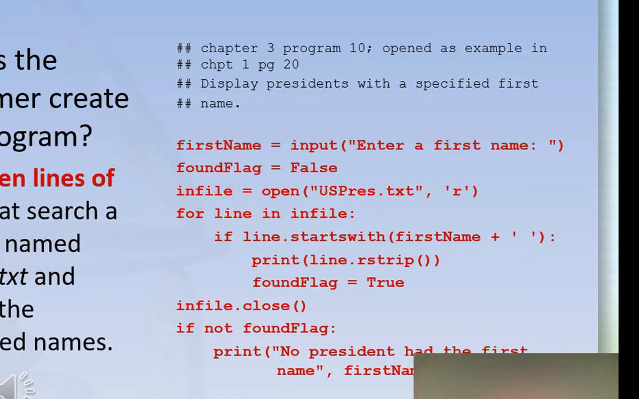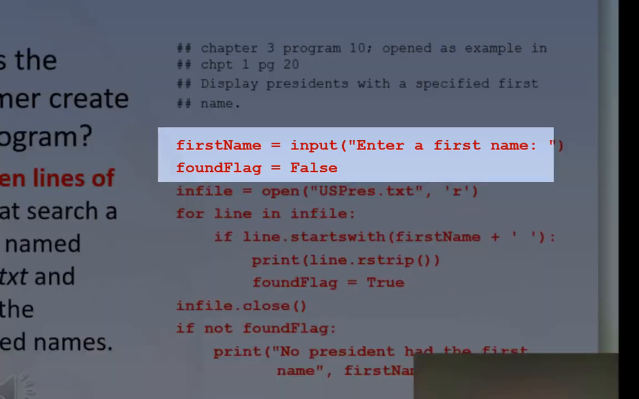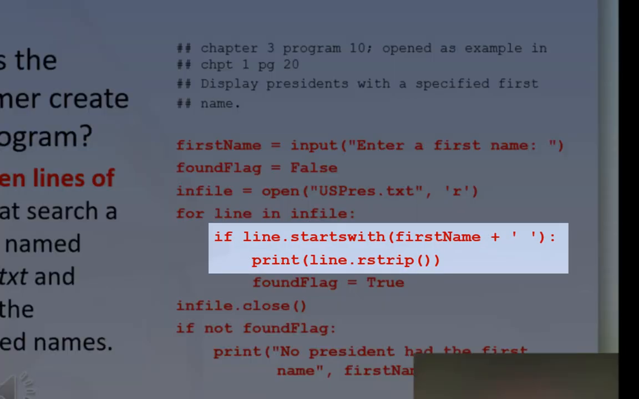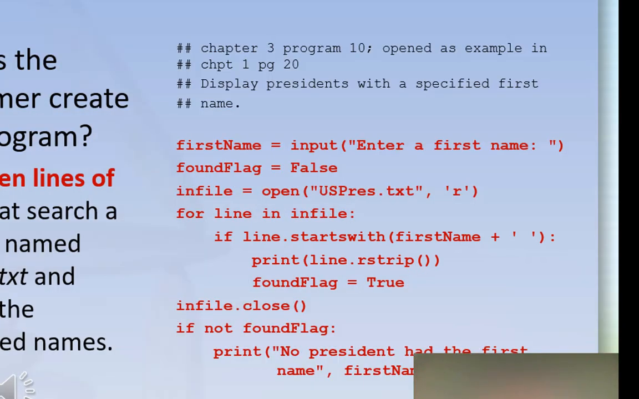And the program will ask the user to type in a first name, look through the list, and find all matching first names of the presidents in that file. For those of you that have done programming before, you could probably look at this and figure out which line of code is doing what.